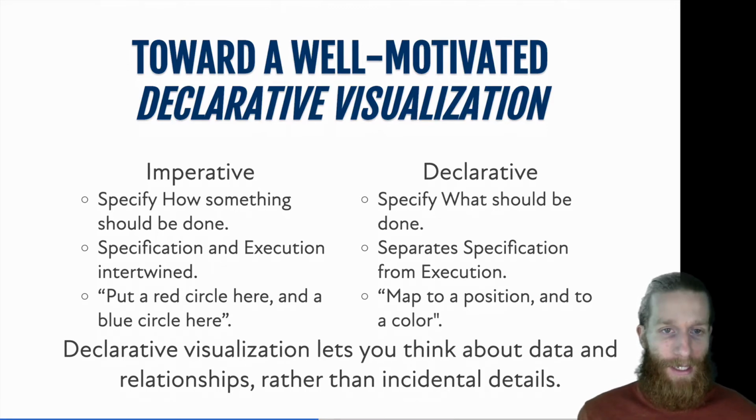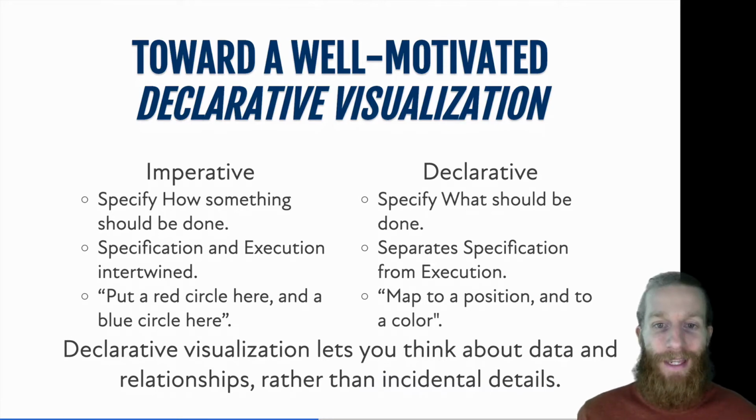And I think I said this example earlier, the one thing you could remember about this is that for imperative, it's put a red circle here and a blue circle here. And that's what we just saw in Matplotlib. But in a declarative visualization, we want to map to a position and to a color. So we want to take specific parts of the data and map those to X and Y position, and use a specific data element to facet, a specific data element to color. Declarative visualization lets us think about the data and the relationships and the encodings and channels that we make, rather than the details of how we're going to build that plot.